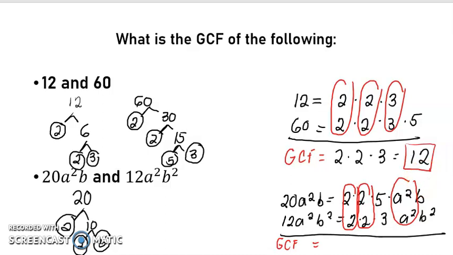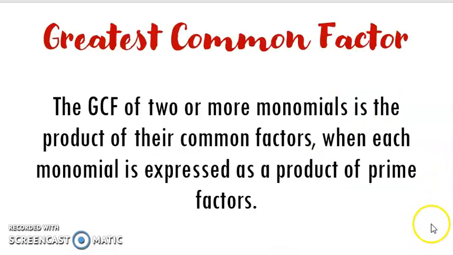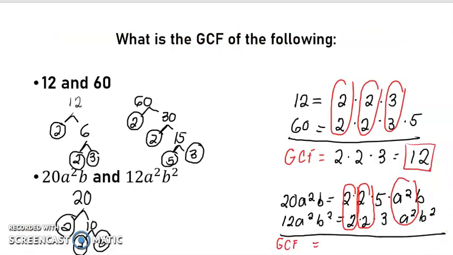Okay? Therefore, between b and b squared, the common among the two is only b. Okay? So, we will just get b, not b squared. This is not included because b squared is not common between the two monomials.